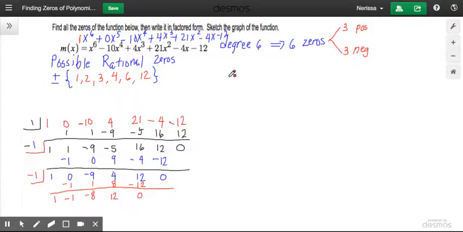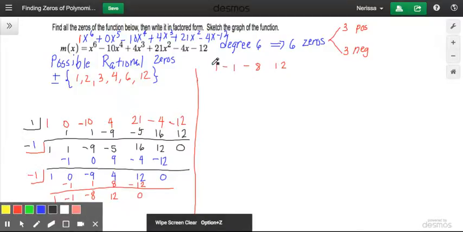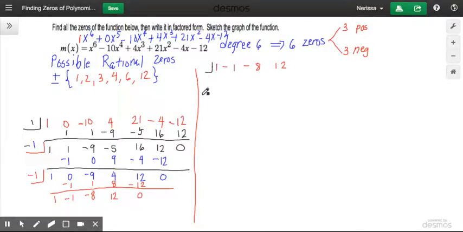Now I have no more space. I'm going to bring it up over here. So I'm going to just carry over 1. We have 1, negative 1, negative 8, 12. That's the last set of coefficients we have here. So now let's see if negative 1 will work again. If not, then we'll take another one. So let's just quickly check that. It might be a triple 0.